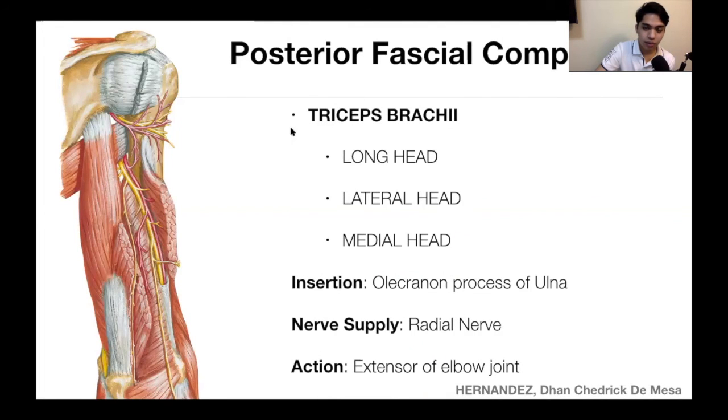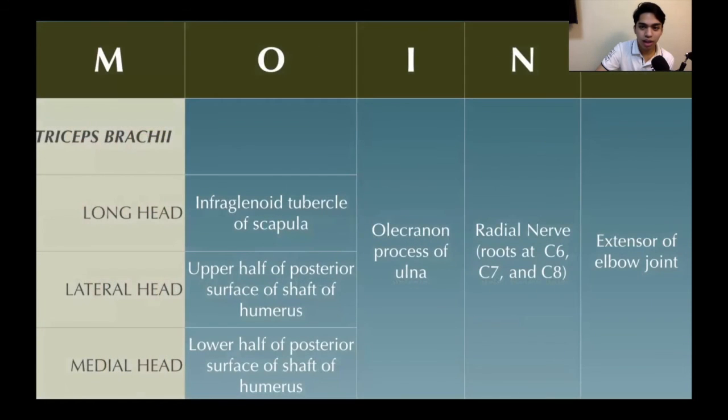Okay. So, iisa lang ang insertion ng lahat ng to, which is the olecranon process of the ulna. And the nerve supply is iisa lang din, the radial nerve. And their action is iisa lang din, which is to extend the elbow joint. So, yan. This is the chart that I made, the Moina. If you're familiar with that, if my friends kayo sa PT or in other medical programs.